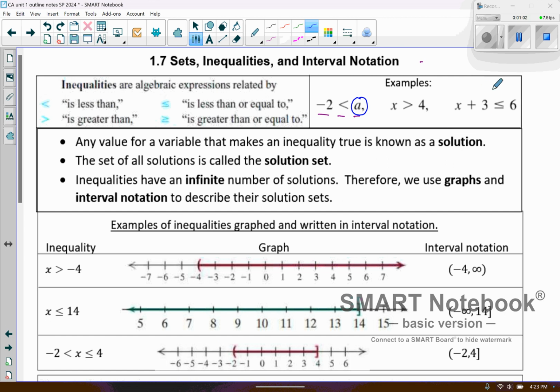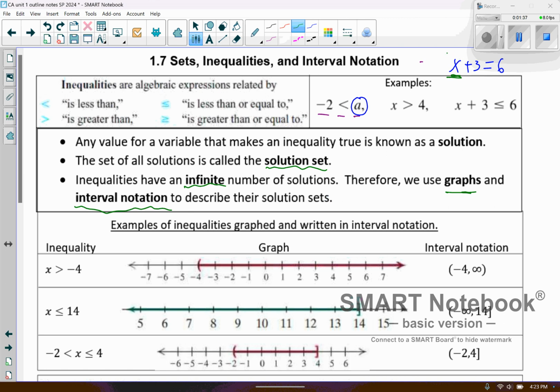Any value for a variable that makes an equation true is known as a solution. For example, if we had x plus 3 equals 6, our solution would obviously be 3, because 3 plus 3 is 6. But with inequalities, we're actually going to have an infinite amount of solutions. The set of all solutions is called our solution set, and inequalities have an infinite number of solutions. Therefore we use graphs and something called interval notation to describe their solution set.